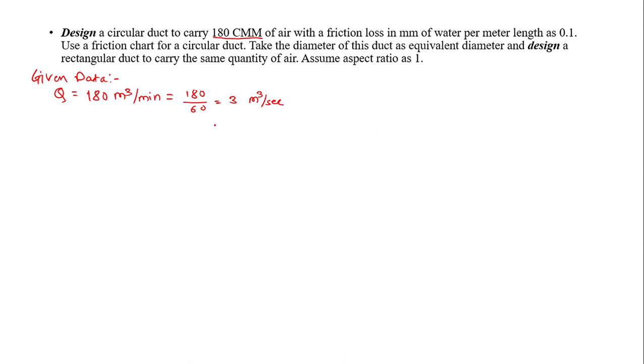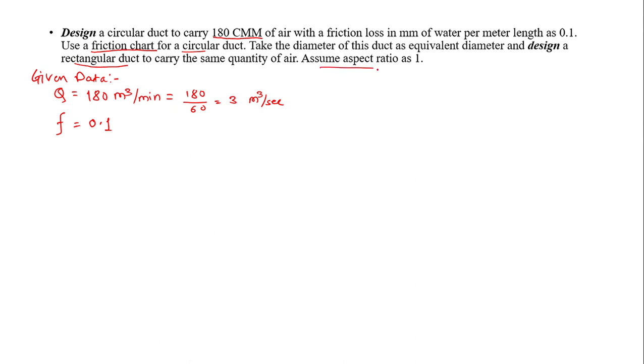So this is the volume flow rate given, and they have given the friction loss in mm of water per meter length. So F value is given as 0.1, that is the friction loss. We are supposed to use the friction chart, which is for the circular duct. Take the diameter of this duct as the equivalent diameter. So whatever diameter we find by using this chart will be the equivalent diameter, and from it we are supposed to design a rectangular duct which will carry the same quantity of air. So the Q will remain the same for the circular as well as the rectangular duct.